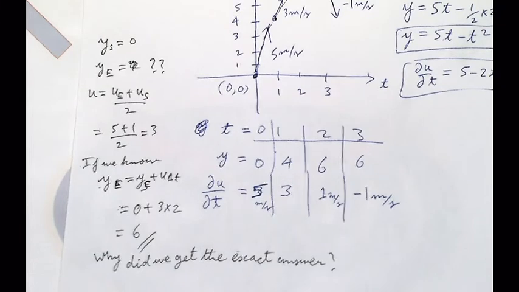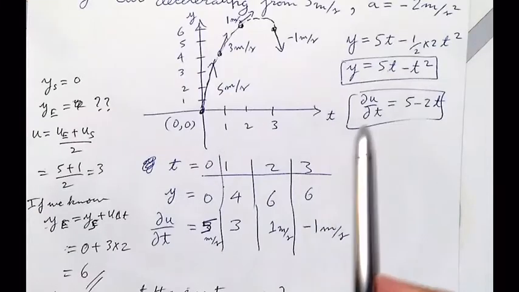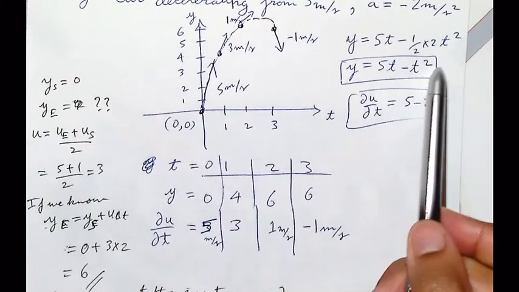Why is this exactly right? Why is there no error? Absolutely no error. Is this a coincidence or something we assumed? The hint is look at the equation for y.